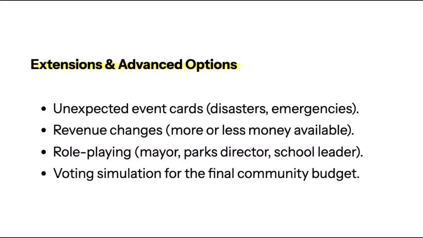Extension or advanced options that are also possible include unexpected event cards, such as sudden disasters or emergencies that are unavoidable but must be dealt with. There can also be revenue changes, such as more or less money being available out of the students' control. Next, there could be role-playing involved, such as some students acting as the mayor, parks director, or school leader. Lastly, you can have a voting simulation for the final community budget in order to reach one final budget out of all the groups or students that made their own versions.